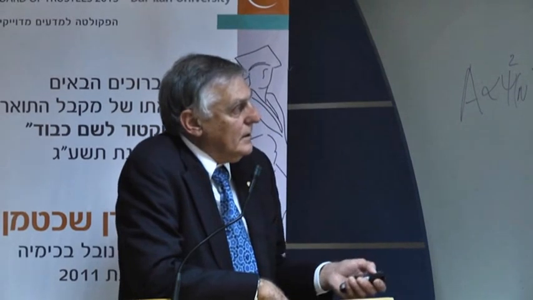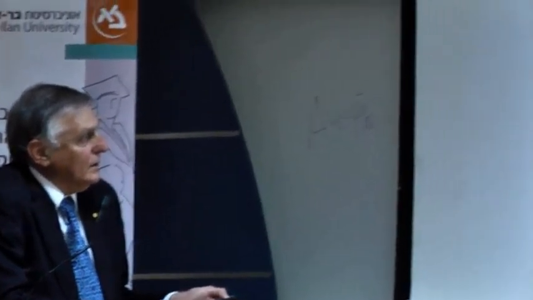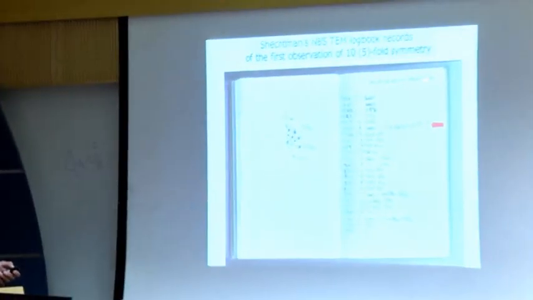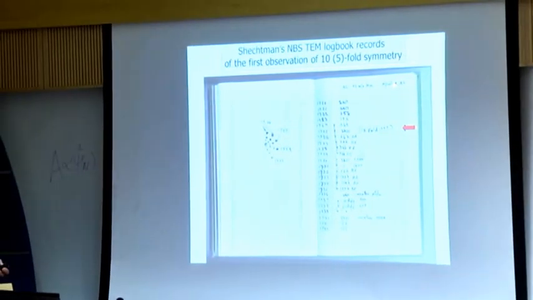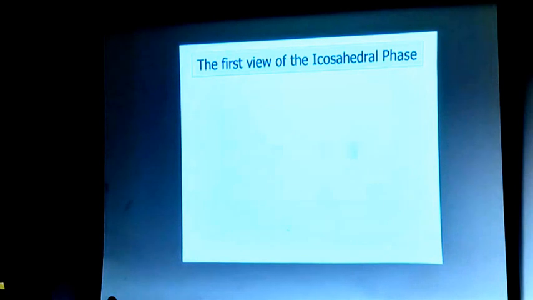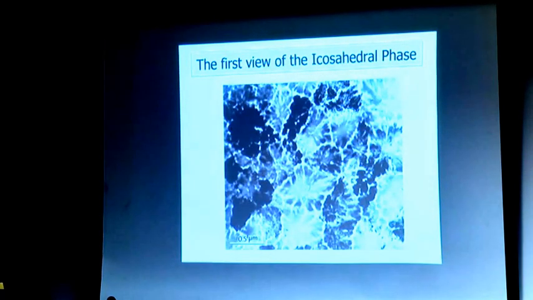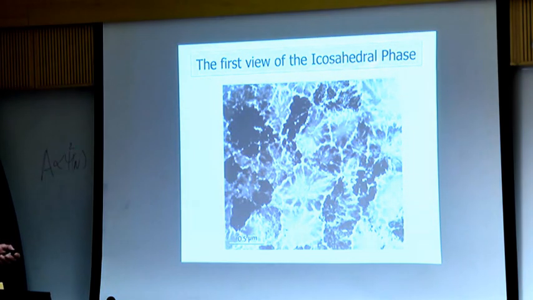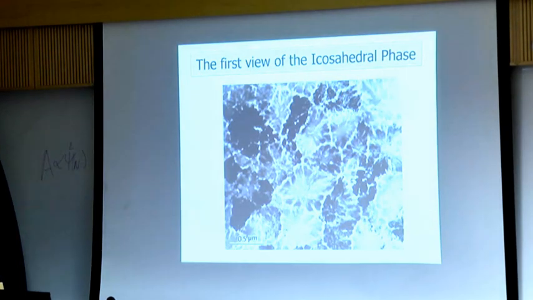So here it is. This is the defining moment. April 8th, nice day outside. What am I doing in the dark of the electron microscope? 10 o'clock in the morning. Okay. So this was picture 1724. This was the first view of what was later called the icosahedral phase. I'll tell you why it was called that way. So what do we see here?